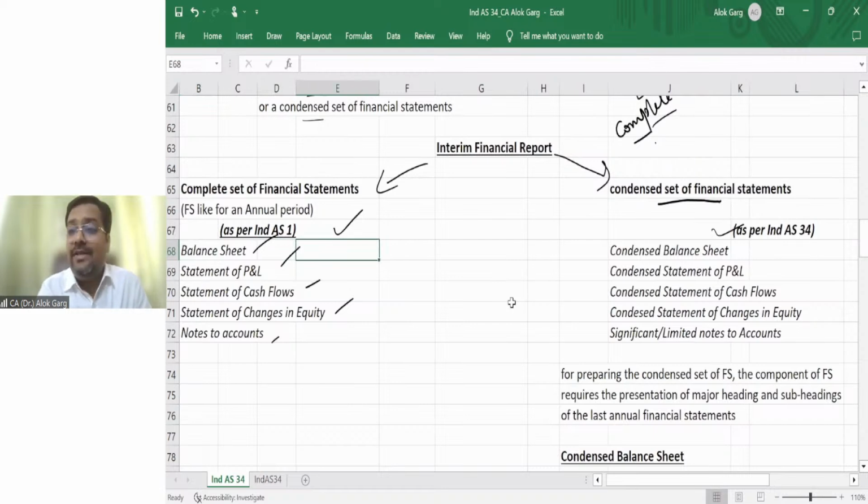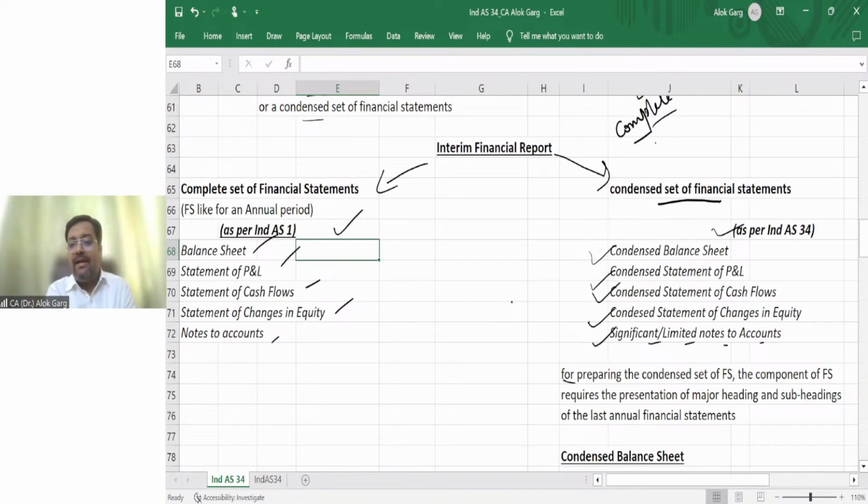The content of the condensed financial statement is a condensed balance sheet. It is not a full balance sheet. It is known as a condensed balance sheet. Condensed statement of P&L, condensed statement of cash flow, condensed statement of changes in equity, and significant or limited notes to accounts. See, in all the 4 statements, it is condensed. It is not a full set, it is condensed. And the notes to accounts are also not complete. It's significant or limited.